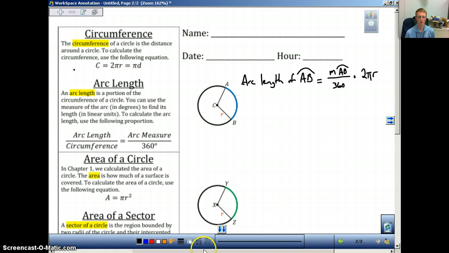The point is that even though this is a formula that can be used, it really turns into this, because the measure of AB in degrees divided by 360 will give you the decimal or the fraction of the circle that's being used. Whatever that decimal or fraction is, if you multiply it by the full circumference, that will give you the length of this portion.